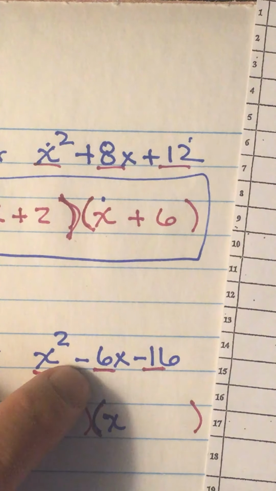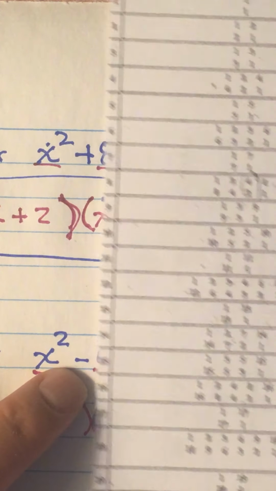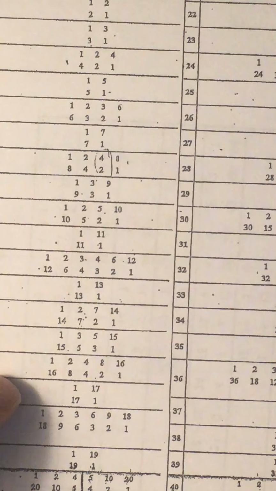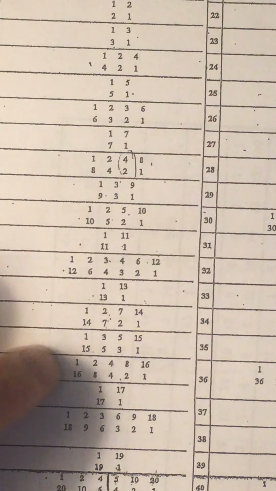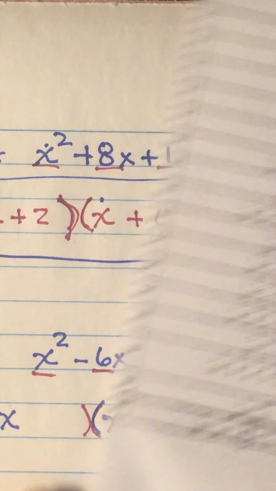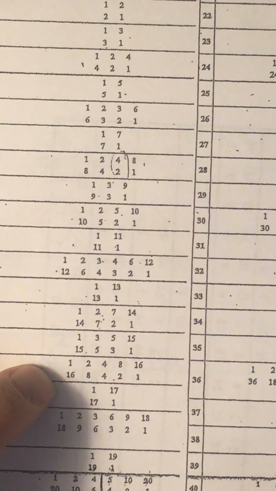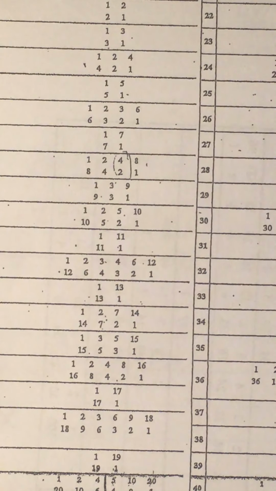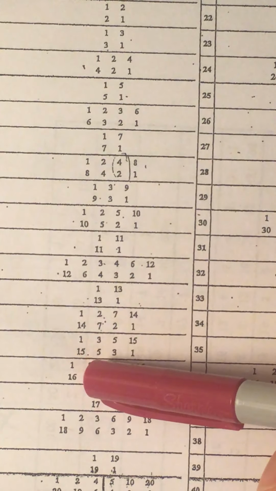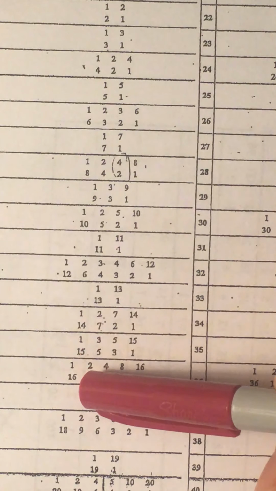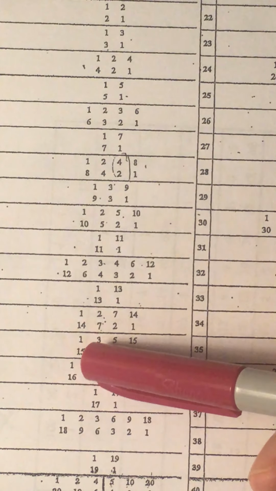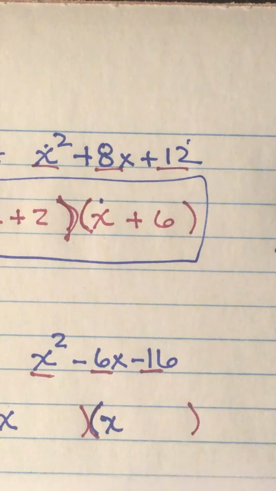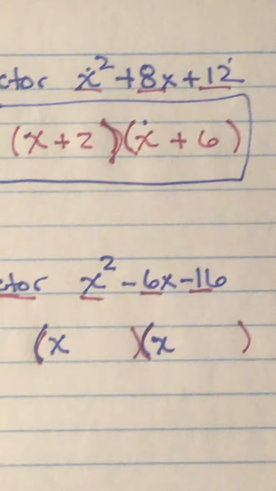I need numbers that combine to give me a negative 6. So chances are I'm going to be subtracting here because I need to get negatives. So if I did 1 plus 16, that's not going to give me a negative 6. If I did 1 minus 16, that doesn't give me a negative 6. If I go to the next column, so I'm just moving over, 2 plus 8 gives me 10. 2 minus 8, well, what's 2 take away 8? 2 take away 8 is negative 6. And that's the number that I wanted here, was negative 6.